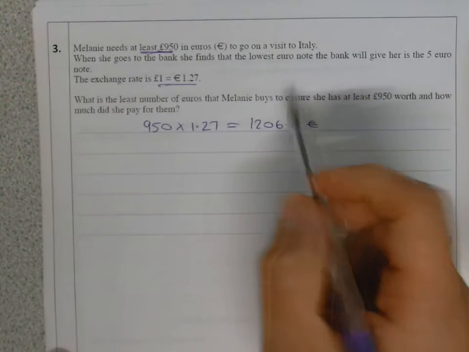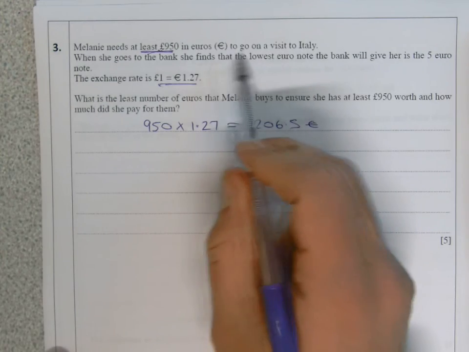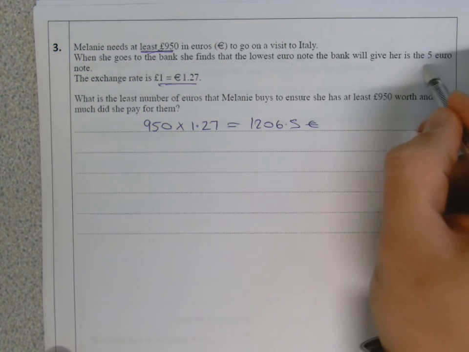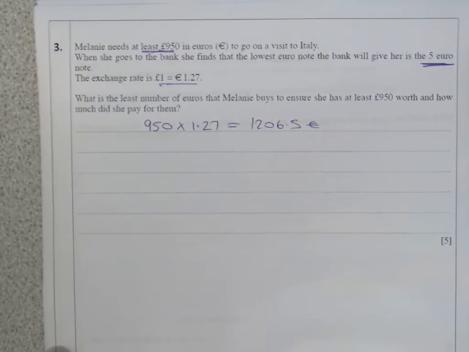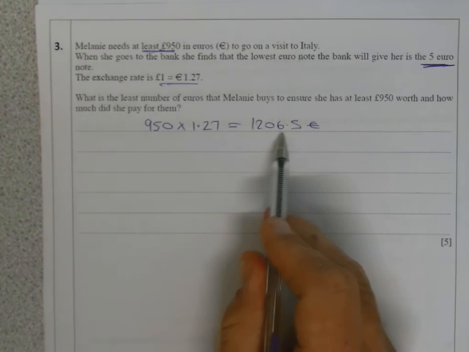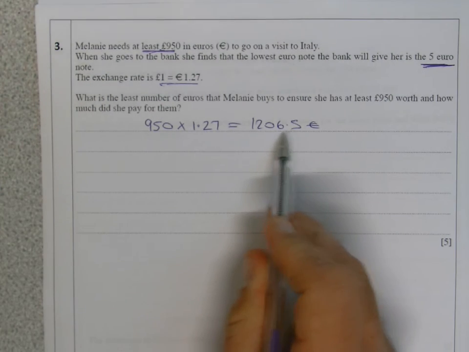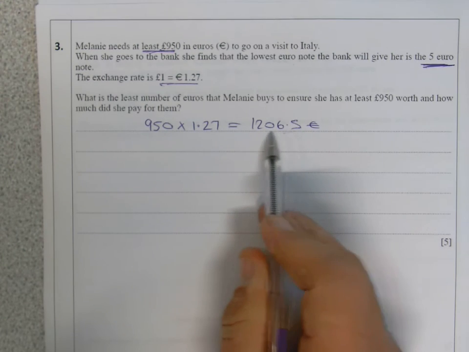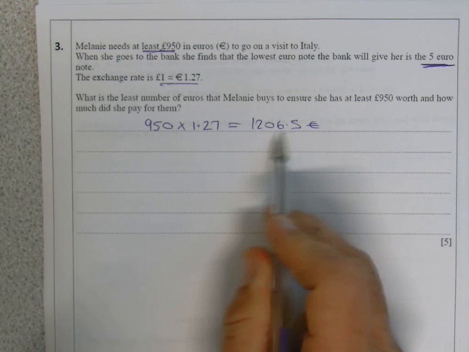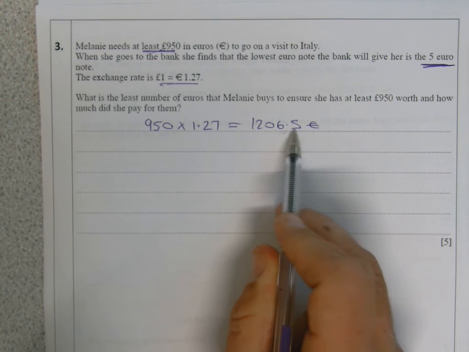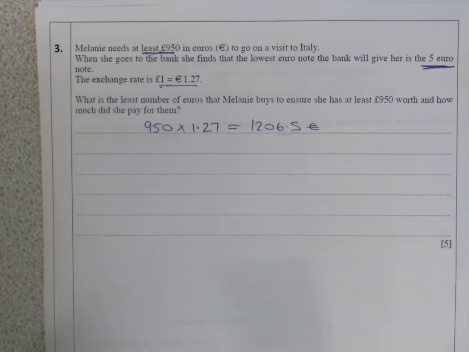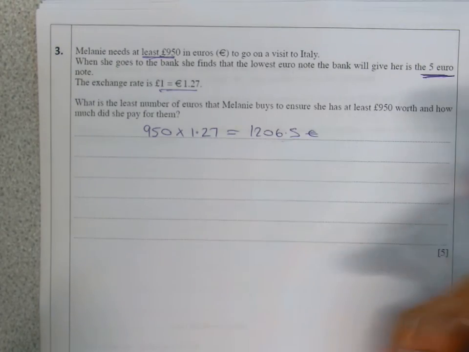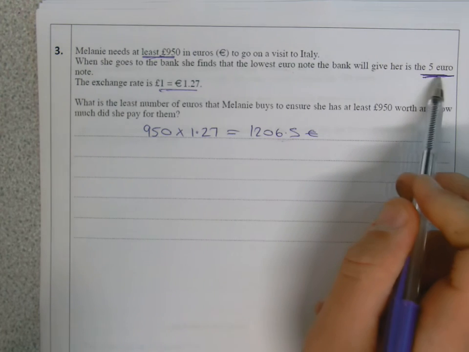Now there's a little bit more information here, because it says when she goes to the bank, the lowest euro note the bank will give is €5 notes. In other words, they can't give this to her because this involves coins. 1,206.5 euros, there'll be coins here, the €6 and a half a euro, 50 cents or something. They can't do that. The least they can give is €5 notes.